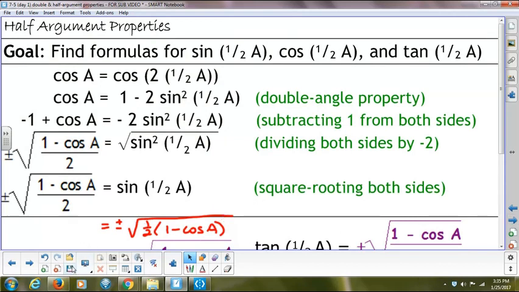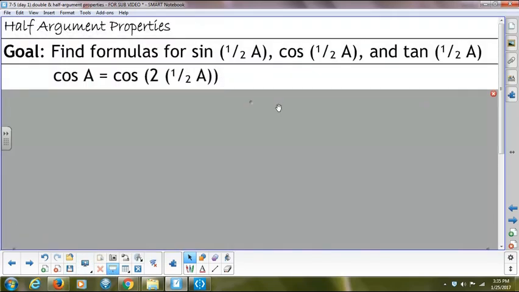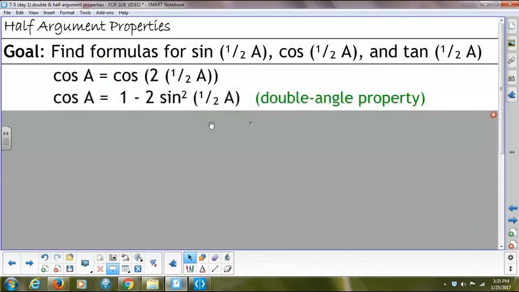Let me put this screen on so we can talk about what's going on. To find the half argument for cosine, you start with thinking about it as a double. So cosine of 1a, hopefully you realize 1 is the same thing as 2 times a half. So now we've got the double argument of 1/2 a. So you use the double argument property, one of them, for cosine. And look, I'm using the one with sine because I'm going to first find a formula for the half argument for sine.